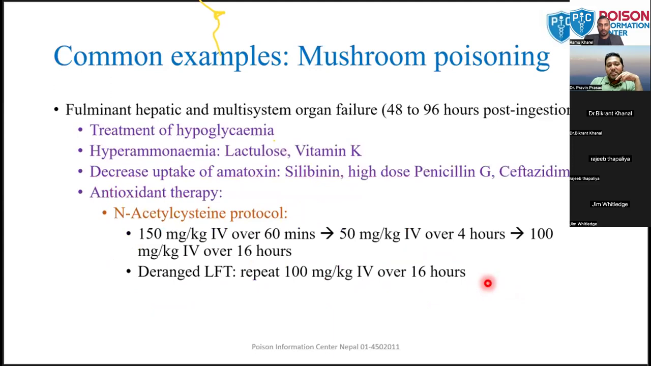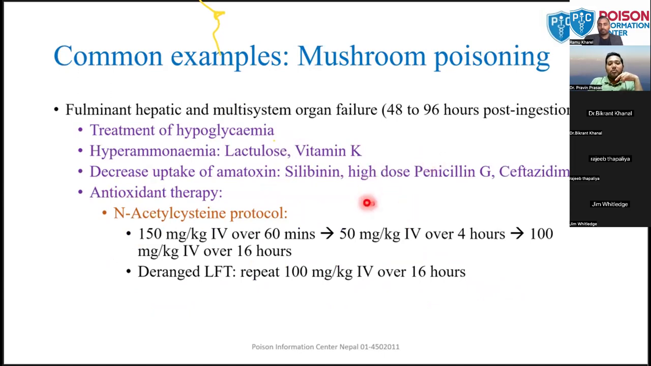If the patient is presenting late, the liver is already damaged, it has fulminant hepatic or multi-system organ failure. In that scenario, we want to verify the condition of hypoglycemia. Blood sugar should be monitored. Then, if the person is having high levels of ammonia, you want to go for lactulose. You want to go for vitamin K to counteract the complications of the hyperammonemia.